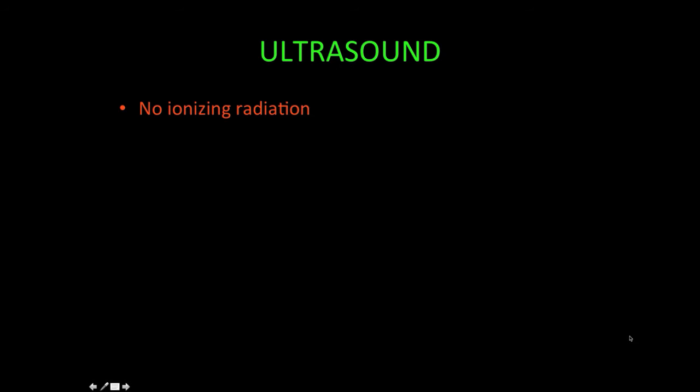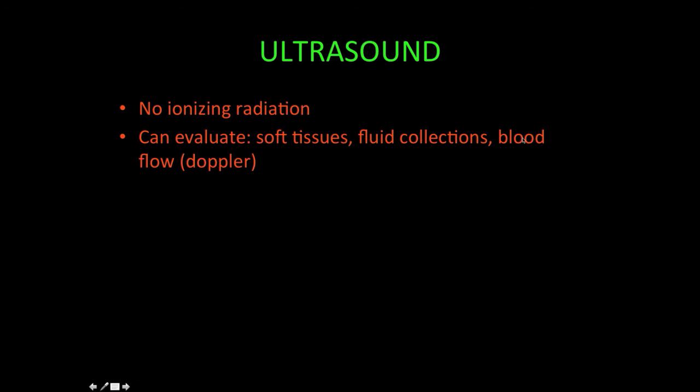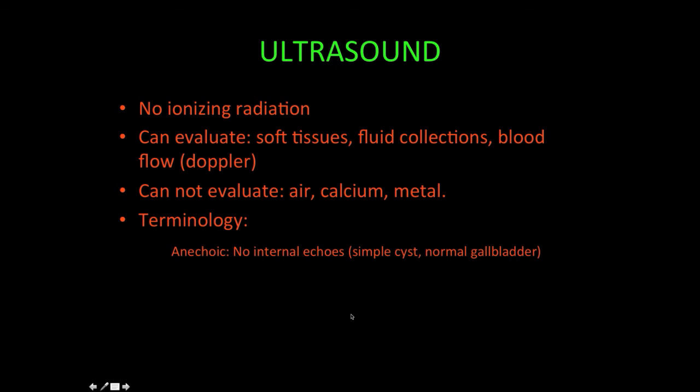In ultrasound, which uses no ionizing radiation as opposed to X-rays, it can evaluate the soft tissues very well, fluid collections. It can evaluate blood flow in vessels, that's called Doppler ultrasound. However, it cannot penetrate or give you good evaluation of air-containing structures like the lungs, for example. Calcium literally blocks the sound waves, and of course metal. And what happens is that the sound drops beyond that. It's called a shadow.